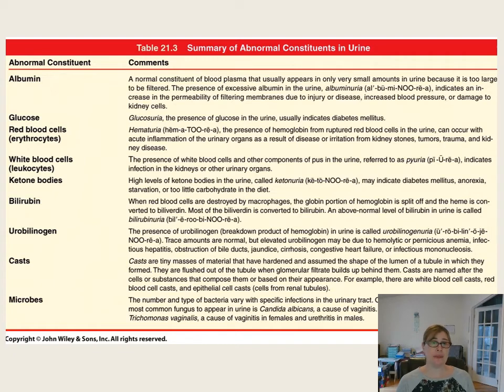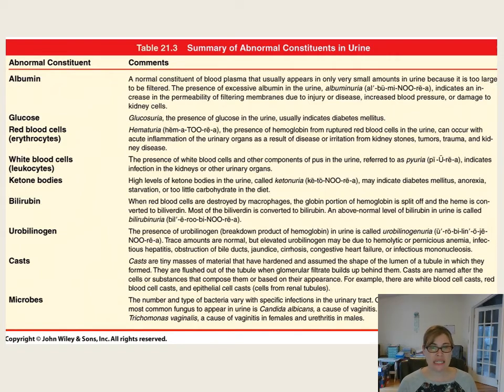Bilirubinuria is when you have bilirubin. When red blood cells are destroyed, the globin portion of hemoglobin is split off and the heme is converted to biliverdin. Most of the biliverdin is converted to bilirubin. So you should have some, but there's a normal level. Urobilinogen is, again, involved with the breakdown of hemoglobin. It's okay to have a tiny bit, but too much could mean there's issues with the liver.